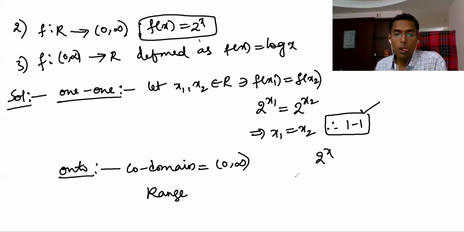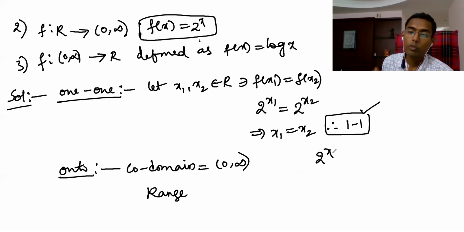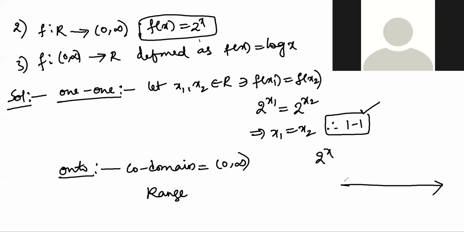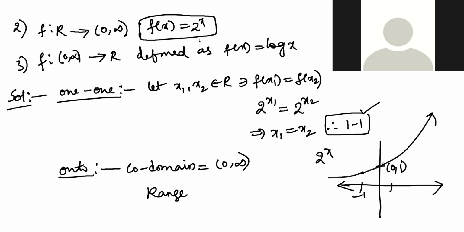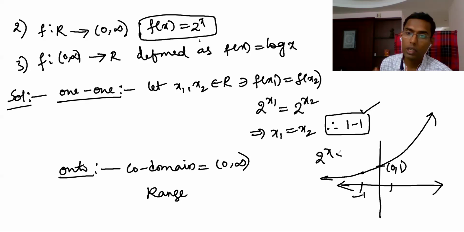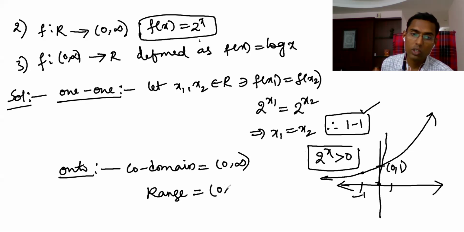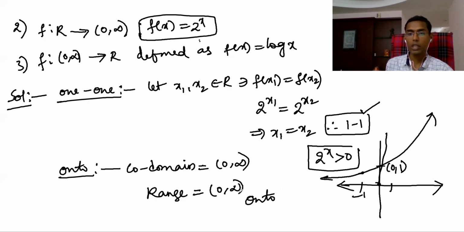So here 2 power x, I already told you, if you take x negative, this graph also I told you. For example, if you put 0 it is 1, if you put 1 it is 2, like this it will go. If you put -1 it will be 1 by 2, like this. That means this is greater than 0, so it will be 0 to infinity only. So range also 0 to infinity only. So that means onto. One way you can say codomain is this, range also this.